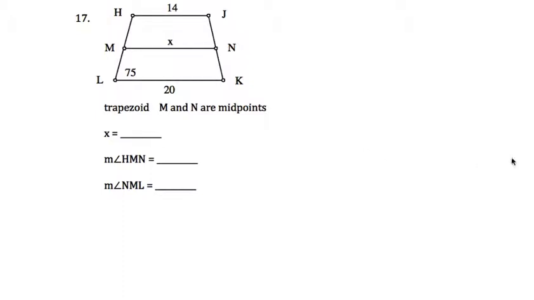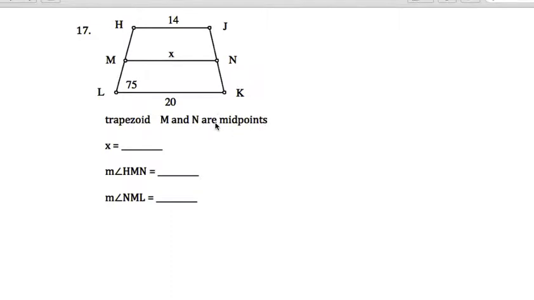Here, number 17, we're getting a trapezoid. But we are told that M and N are midpoints. So that means that X is the value of the mid-segment. And the mid-segment, I know, is parallel and half the sum of the two bases. So since I'm given 14 and 20, X should be equal to base 1 plus base 2, half of that, which is 17. And then the second part of the mid-segment that I know is that all three of these line segments are parallel.